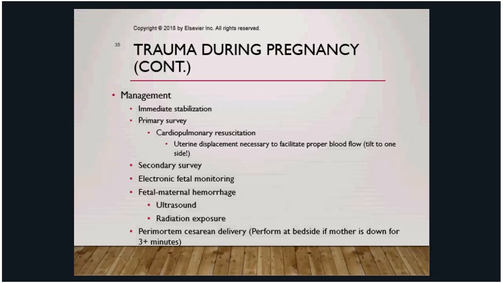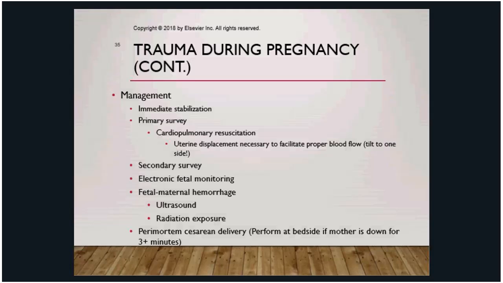Management would include immediate stabilization, primary survey, so cardiopulmonary resuscitation, so uterine displacement necessary to facilitate proper blood flow, so you tilt them to one side, tilt them to their left side, so all the blood goes towards their heart. Secondary survey could be electronic fetal monitoring, fetal maternal hemorrhage diagnosed on ultrasound, or radiation exposure.